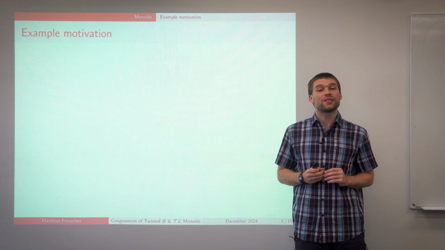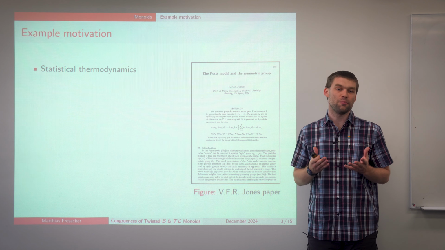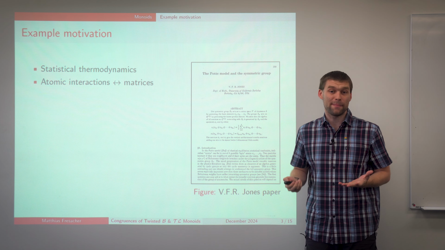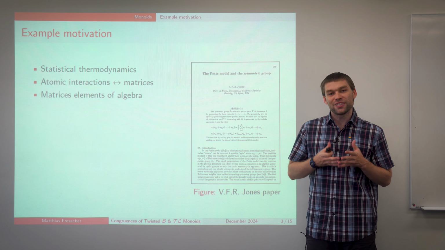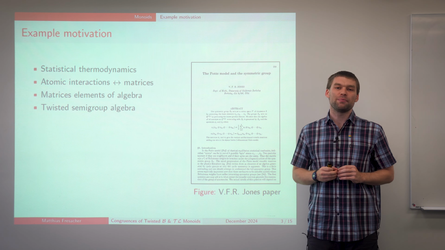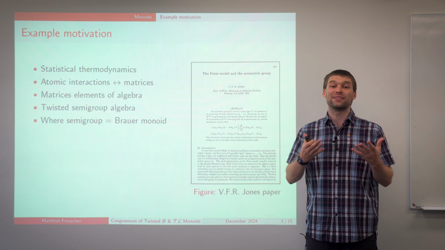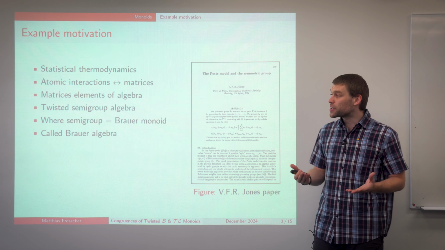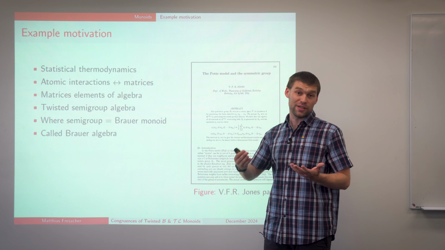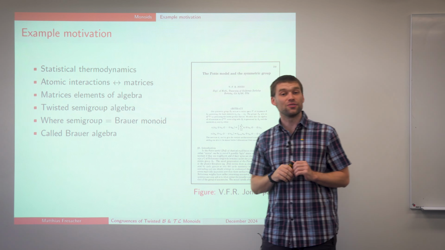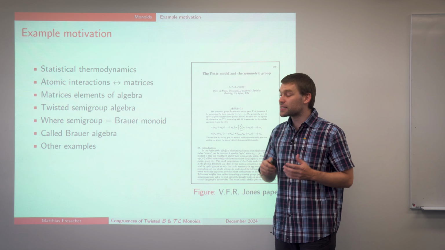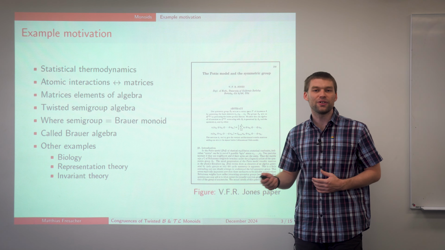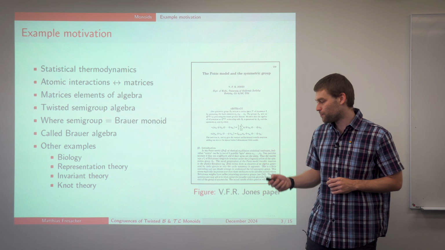Let's get into it, and we're going to start with some motivation from the field of statistical thermodynamics. In this area, the interactions between atoms are modeled by matrices. Specifically, these matrices are elements of an algebra, the twisted semigroup algebra, where the semigroup is a Brauer monoid. This whole construction is typically called a Brauer algebra. So if we get a better understanding of the Brauer monoid, in this example, we get a better understanding of statistical thermodynamics. This is not the only example; there are others in fields such as biology, representation theory, invariant theory, as well as knot theory, just to name a few.